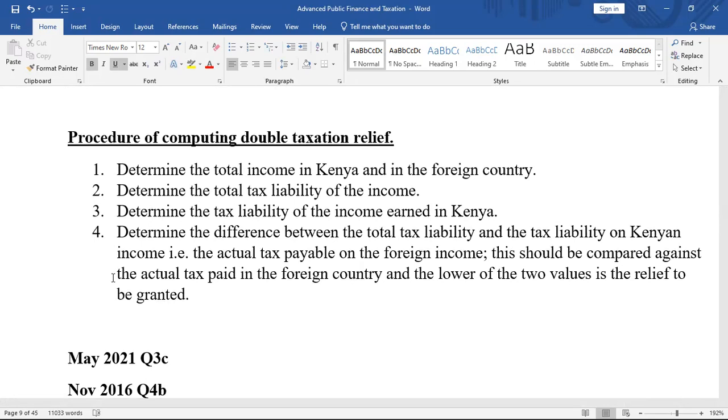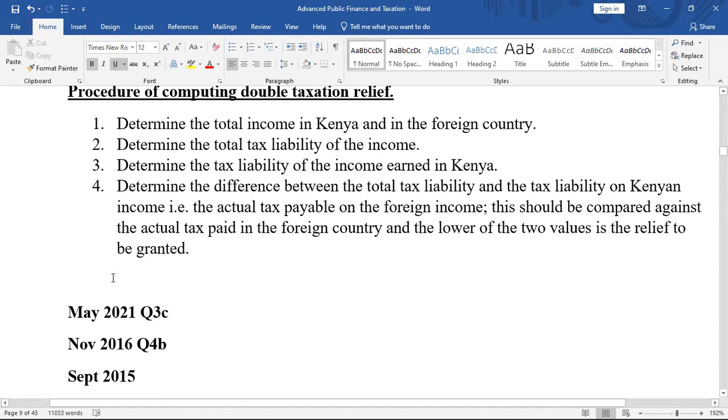Number four, determine the difference between the total liability and the tax liability on the Kenyan income. That is, the actual tax payable on the foreign income. This should be compared against the actual tax paid in the foreign country, and the lower of the two values is the relief to be granted.